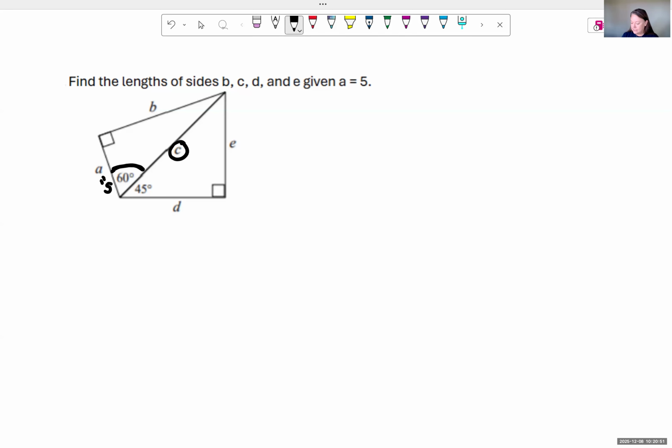If I was going to figure out what C is, C is the hypotenuse. So I think about which trig functions use adjacent and hypotenuse, and that is cosine. So cosine of the angle 60 degrees is equal to the adjacent side of that angle 60 degrees, which we were given as 5, all over the hypotenuse, which in this case is side C.